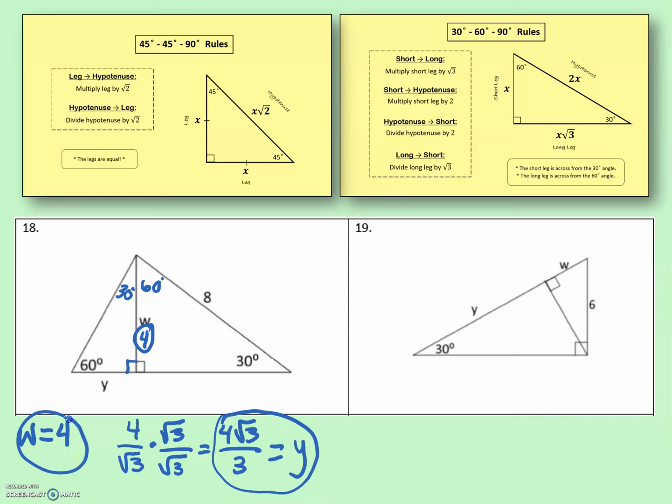Okay. If you need a refresher on how to rationalize the denominator, I'll link my video on that at the end. Okay, so now moving on to number 19, again, we have a few 30, 60, 90 triangles, and here's how we can tell.